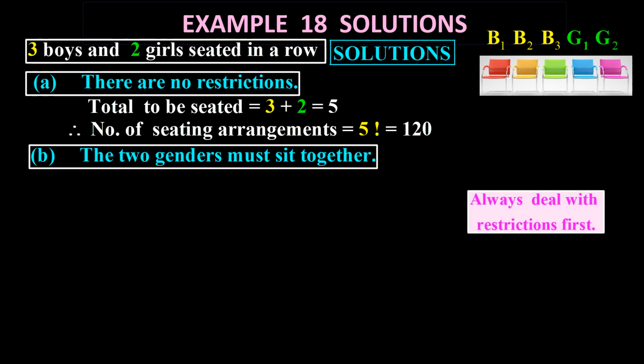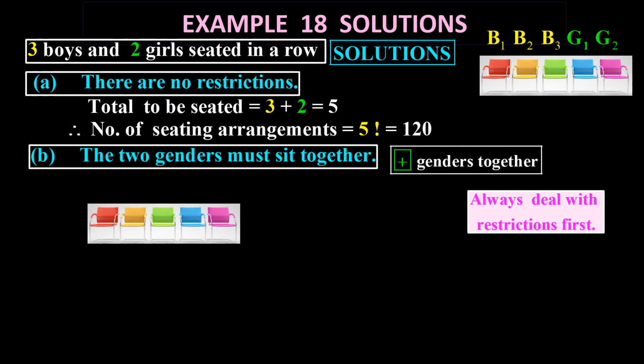So the first one is quite simple using the rules that we developed previously. Now we have a question here: the 2 genders must sit together. In other words, the boys must sit with the boys and the girls must sit with the girls. So the restriction here is that the genders must be together, and that's a positive restriction. So let's keep the boys together. There are the boys.